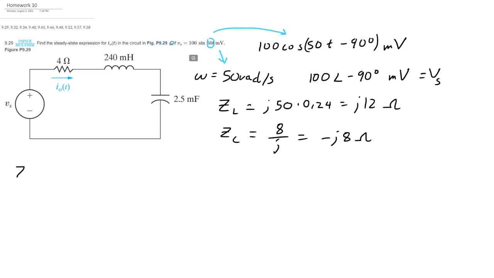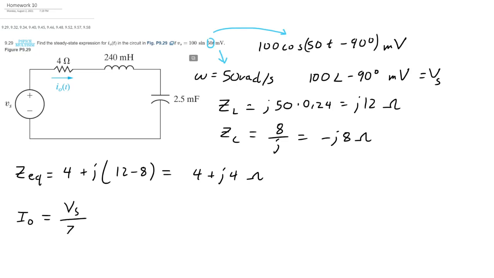And now we're going to find the equivalent impedance. We're just going to add them all up. So ZQ is going to be 4 plus, we have 12 minus 8, that's going to be 4 plus 4j ohm. And if we want to find out the current IO, we're going to take Vs divided by ZQ. So let's see, 100, phase angle of minus 90 degrees. I'm going to keep the millivolts just so I don't forget about it.